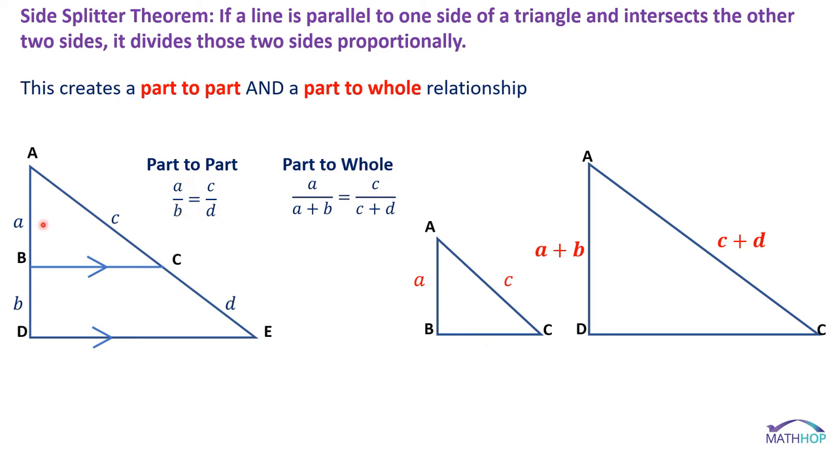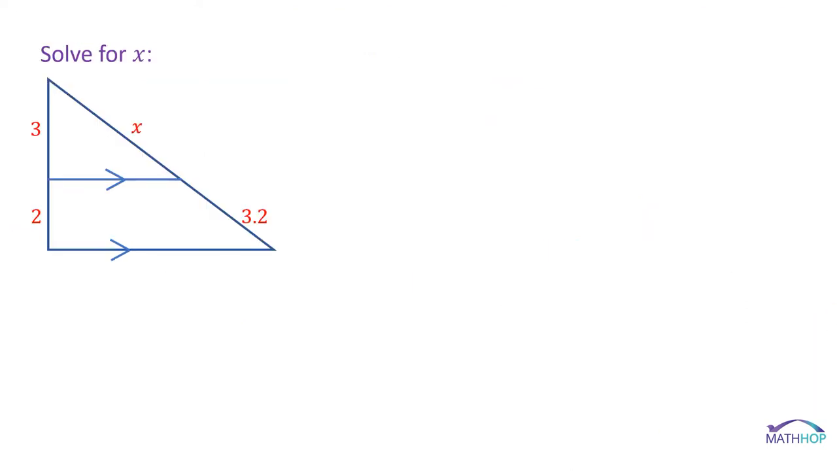But, you know, if part to whole works, part to part is going to work. That's how ratios work. So let's find a problem where we could use the part-to-part relationship. And it happens to be the first problem on that first screen. We have a problem that says solve for x. It doesn't tell us anything about parallel lines, but I know that this line is parallel to the base because I have that little mark that says, hey, parallel lines. So I have a part 3, a part 2, a part x, and a part 3.2. I could use either. I could use part to whole for this.